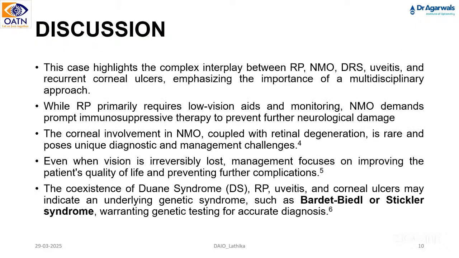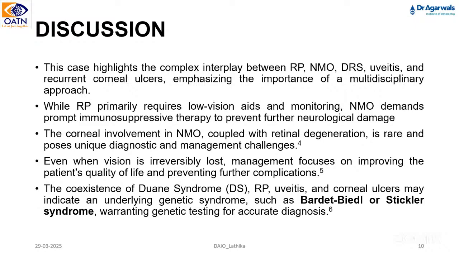Discussion. This case highlights the complex interplay between RP, neuromyelitis optica, DRS, uveitis, and recurrent corneal ulcers, emphasizing the importance of a multidisciplinary approach. While RP primarily requires low vision aids and monitoring, NMO demands prompt immunosuppressive therapy to prevent further neurological damage. The corneal involvement in NMO coupled with retinal degeneration is rare and poses unique diagnostic and management challenges. Even when vision is irreversibly lost, management focuses on improving the patient's quality of life and preventing further complications.